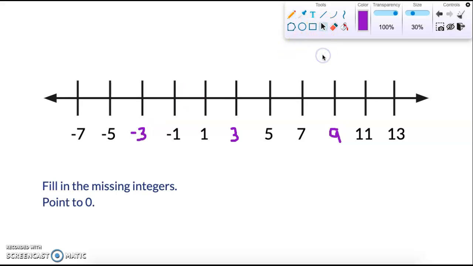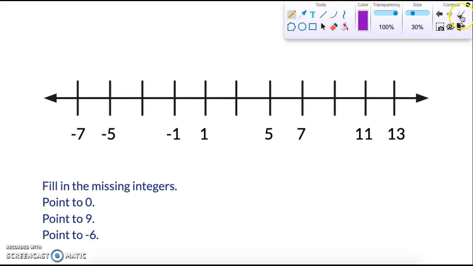Now point to 0. 0 is not labeled, but it is on this number line. 0 is always in between -1 and 1. It's going to be halfway in between there. So this one is going to be 0. Point to 9. Positive 9 is marked. It's right here to the right. And then point to negative 6. Negative 6 is going to be in between negative 5 and negative 7, just like positive 6 would be in between positive 5 and positive 7. It's all the way over on the left.